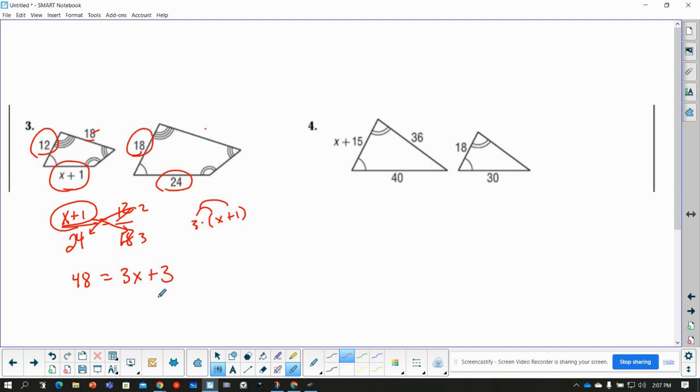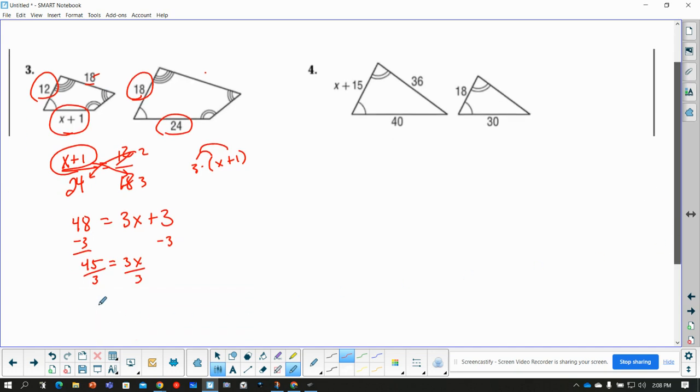All right, now let's see here. So subtract 3 next. We get 45 equals 3x. Divide by 3. I think that's 15. 45 divided by 3 is 15. There's my x. All right, now let's try this one here. X plus 15. It's matched up with this 18.